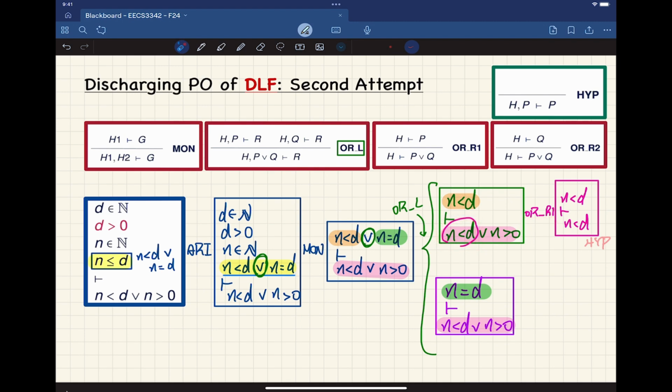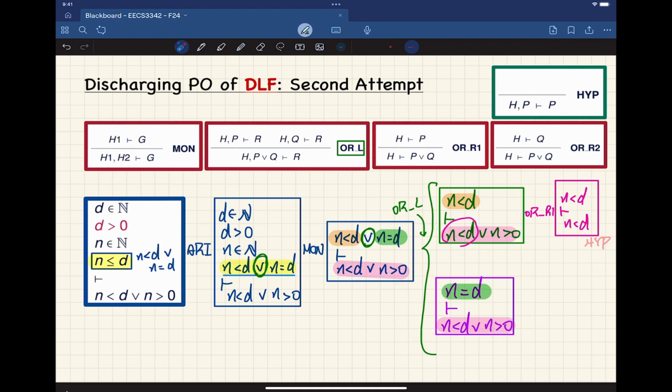One more thing to say. Whenever you got disjunctive hypothesis, you have to split them into two. Whenever you got disjunctive goal over here, you can choose to prove either the right-hand side or the left-hand side, depending on where they are. Okay? And this is something that needs to be done.